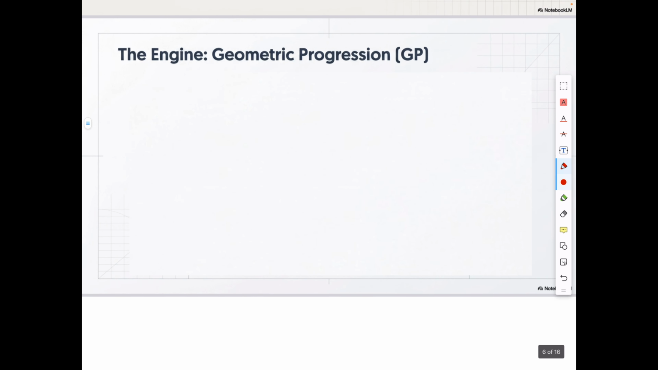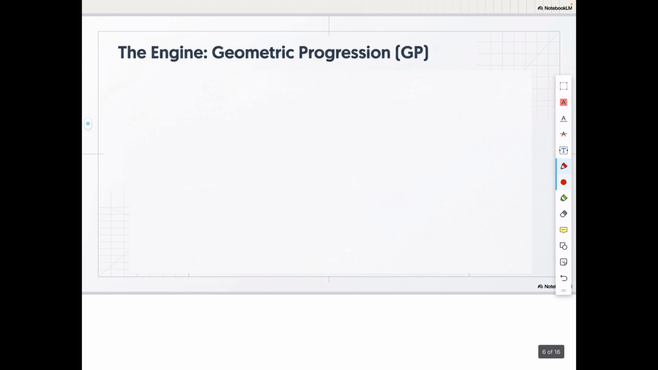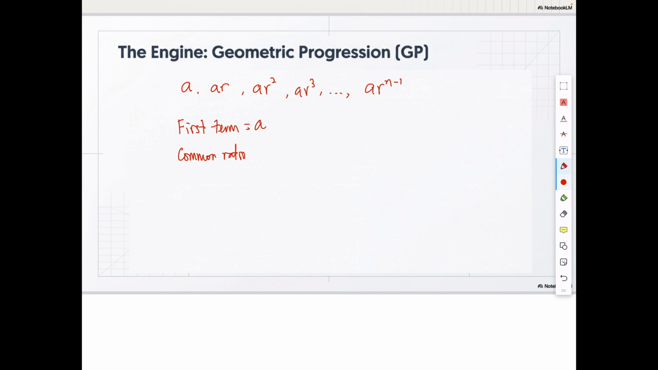So the geometric progression, in a more general sense, starts as this. I have a first term a. To get the next term, I multiply r to it. To get the next term, I multiply r again, so I get ar squared, and then ar cubed, all the way to ar^(n-1). So my first term is called a. My common ratio is r.